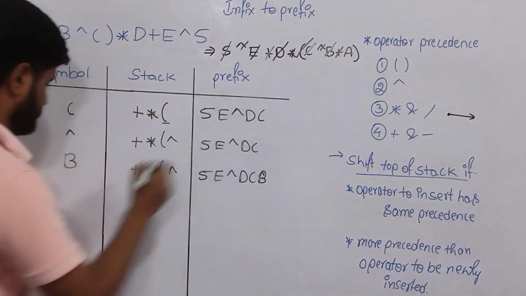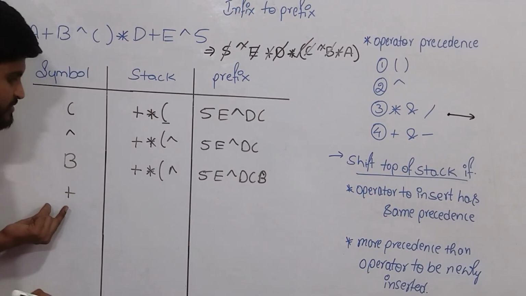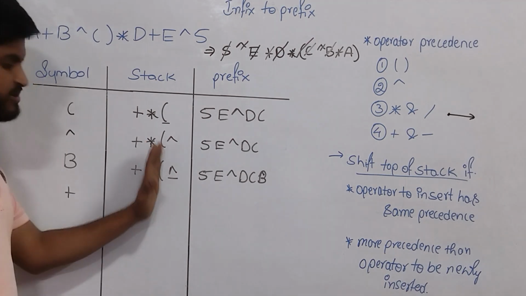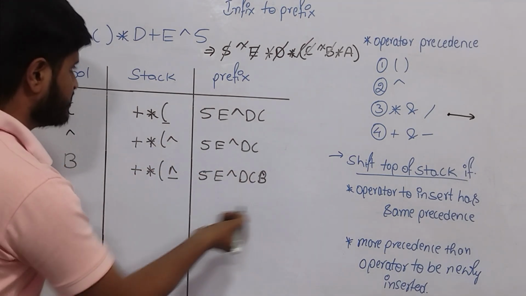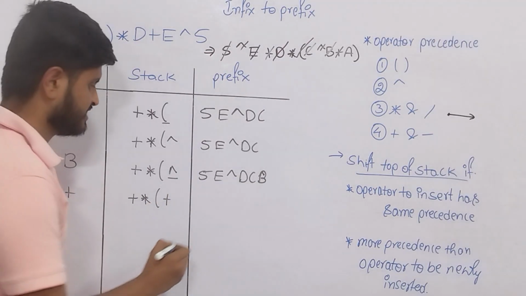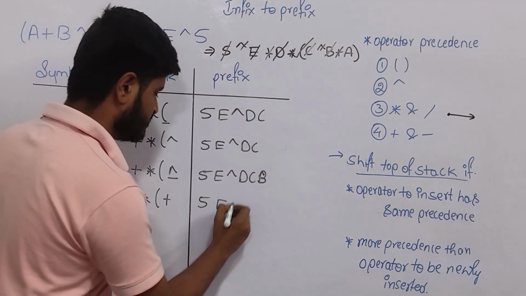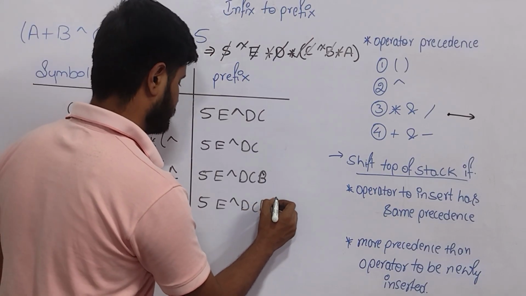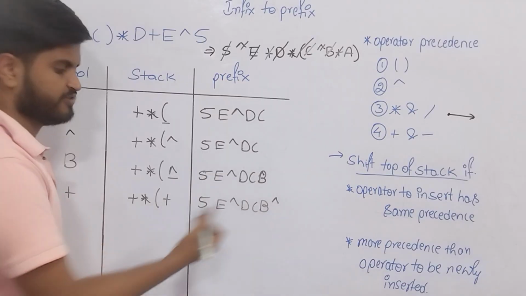Next I must insert plus. So plus has less precedence than the top of the stack, that is exponential. So I must shift the exponential to the prefix. So plus, star, open bracket, plus will remain here, and here 5e exponential dcb, and here it will be the exponential, because exponential is shifted.